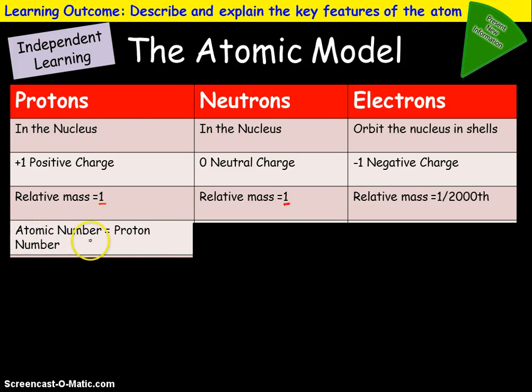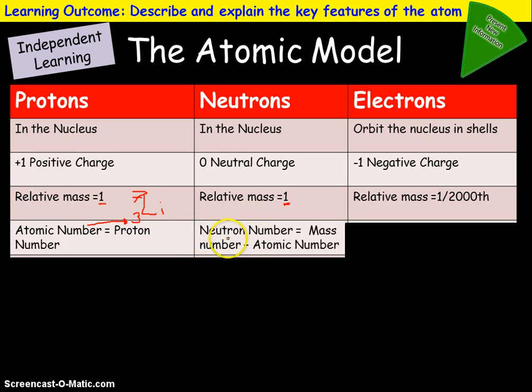So protons, on the periodic table, the way we know how many protons there are is, if I look at the periodic table for lithium, I would see that it's 7 and 3. Now the number at the bottom, that is the atomic number or the proton number. That tells me how many protons there are. So in lithium there are 3 protons. The neutron number is the mass number, which is the number at the top here, the 7, take away the atomic number, so 7 take away 3. That means that in lithium there are 4 neutrons.